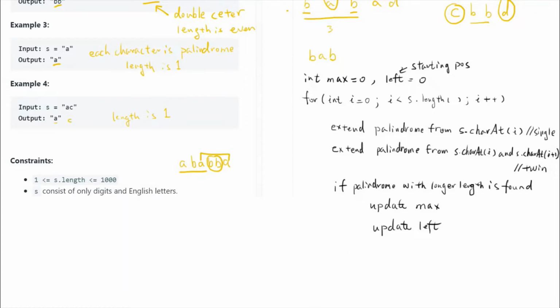Now at the end of our function, we are going to return the palindrome. We're going to use a substring, and the first parameter is the starting position, which is left. And the second parameter is the right position, which is left plus max.